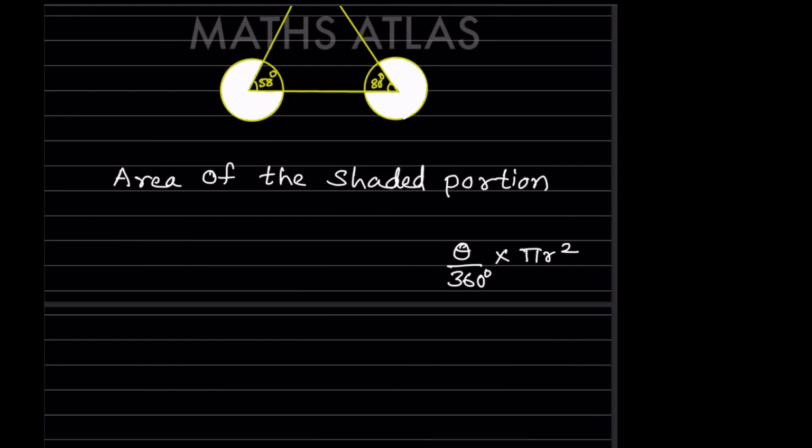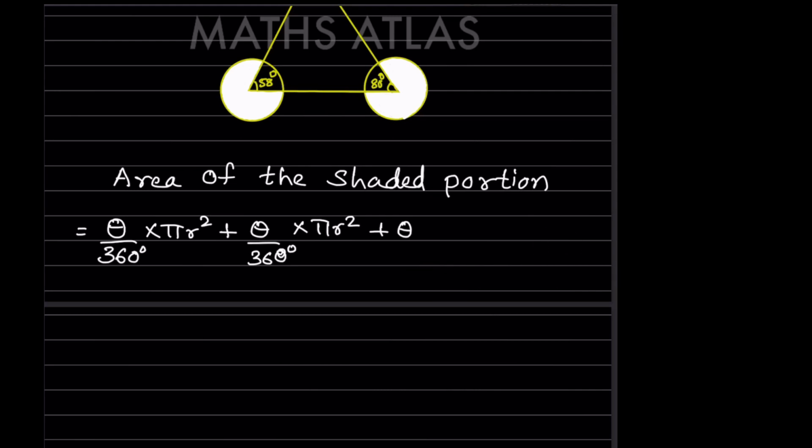So now we have three sectors. What are we going to do? We are going to take them separately. So we'll write theta by 360 into pi r square for the first one. Again for the next one also, that will be the same. And again for the third circle also.